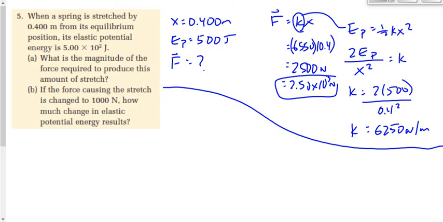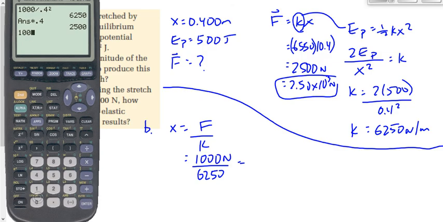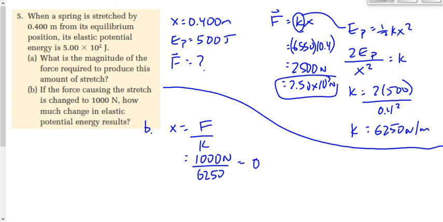So let's use F is equal to Kx to find the new value of x. The force is now 1,000 newtons. K is the same, and it was 6,250. So we're going to say it's 1,000 divided by 6,250. That gives me 0.16 meters.